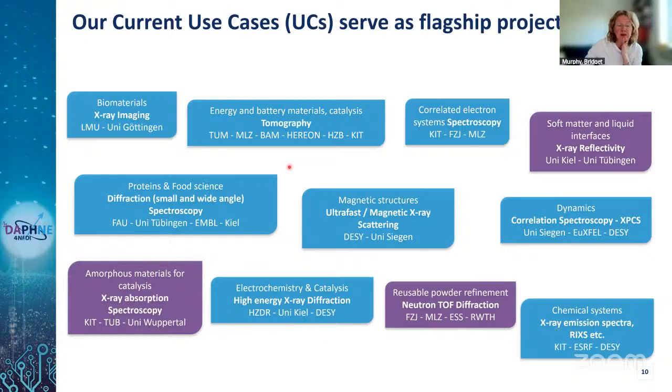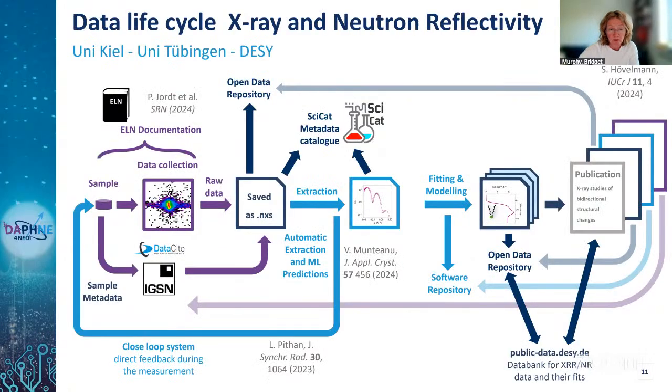Just to give you some examples in the field for how this works within DAPHNE, I will highlight 3 of these examples here, the ones that are in purple. So I will start with the topic which is close to my own research area. And this is the data life cycle for X-ray and neutron reflectivity. It's a close collaboration between the University of Kiel, the University of Turin, and DESY, in particular, the colleagues Chen Shen and Florian Bertram at P08.